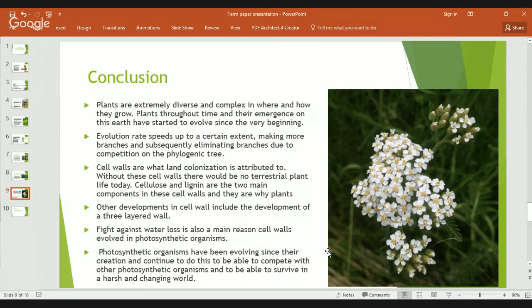And then other developments include this 3-layered cell wall, where there was only one cell wall in the beginning. So obviously much has happened to make it more complex now and more efficient. And then the fight against water loss is also very important. If plants cannot effectively combat water loss, there would be no land plants today. And then all these plants or photosynthetic organisms have been evolving in order to compete with all the other plants in this harsh and changing world.